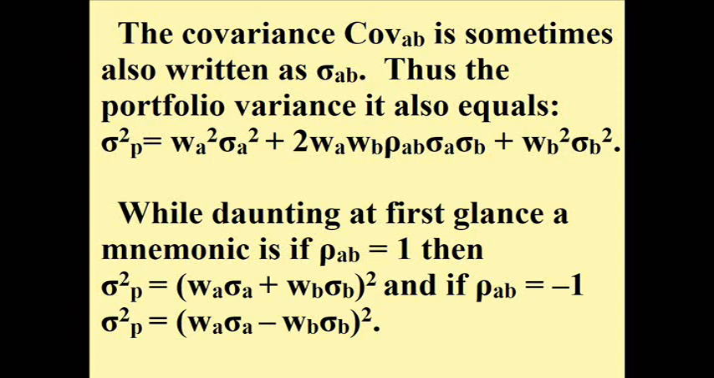If the correlation is 1, then it's just the sum of the 2 weighted standard deviations squared. If the correlation is -1, then it's the difference between the 2 weights squared.